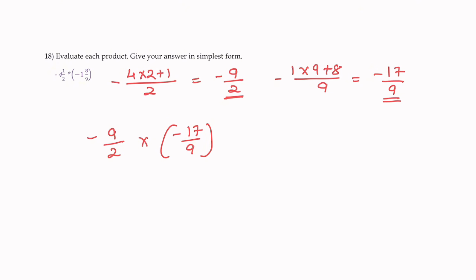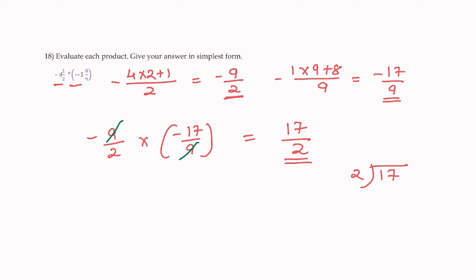And here we see only this 9 being cancelled. And what are we left with? 17 over 2. And we will have a positive sign because this is negative, negative. Negative times negative gives us positive. You can leave it here, or if you want to convert, you do this.